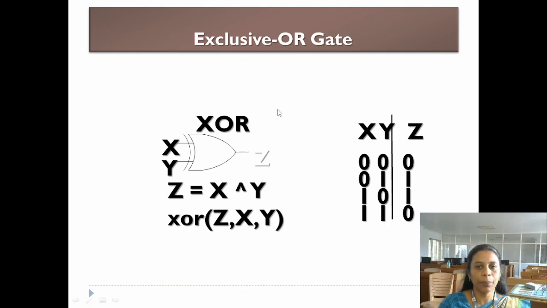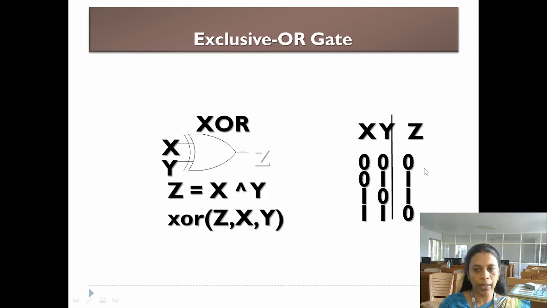And the next type of gate is exclusive OR. The exclusive OR gate has the symbol of the XOR gate and is represented as Z. The output Z is equal to X XOR Y. Here also we have two input variables. So the total number of combinations is 4: 0 0, 0 1, 1 0 and 1 1.